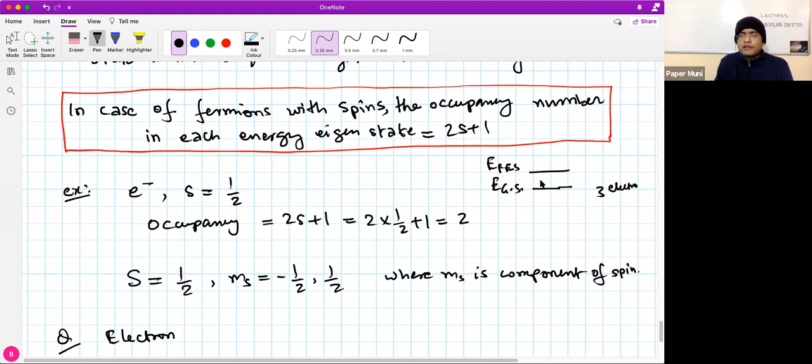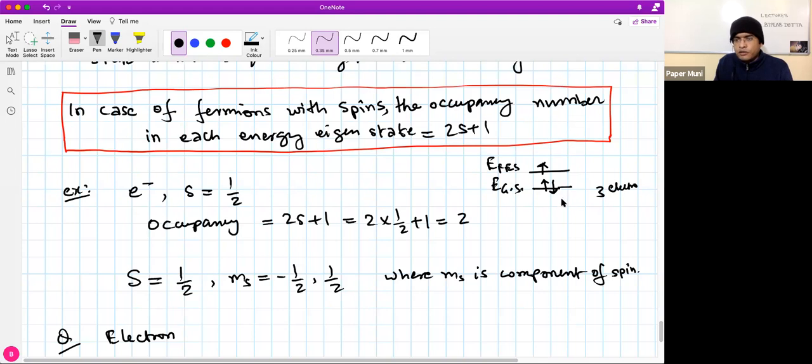The filling takes place starting from the ground state. When you start placing the electrons in this quantum system, say a 1D infinite square well potential, you can place 1 electron with up spin, and in this state you can place another electron with minus half spin. So these 2 possibilities fill the state. You cannot place any electron here. The remaining third electron has to be placed in the first excited state. This is how you do the filling.